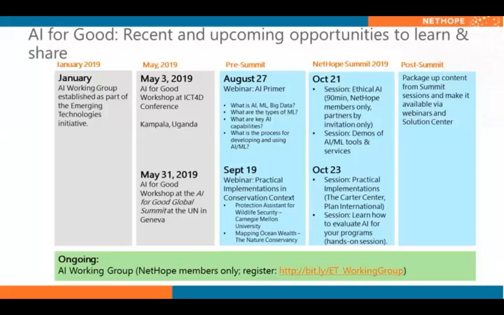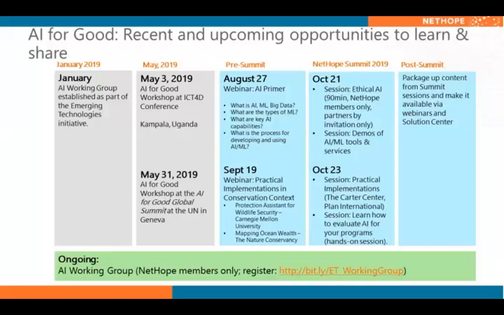Following this webinar on September 19th, we'll start going into some of the early practical implementations in the nonprofit sector. In that session, we'll learn more about AI in the conservation context. We have two implementations that will be featured, one by Carnegie Mellon University in collaboration with a number of partners, including NetHope members, and another one focused on mapping ocean wealth by one of NetHope members, the Nature Conservancy. And at the summit, we have several sessions planned as part of the overall emerging technologies track.